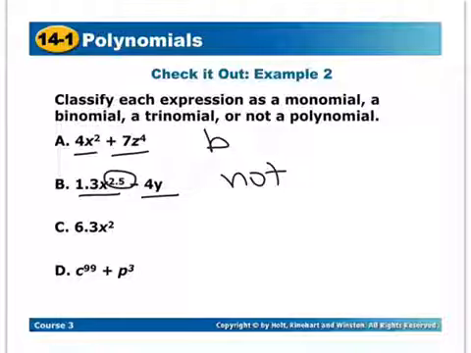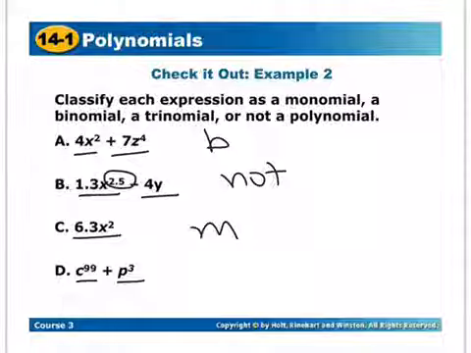For C, we've got a number with a variable. So that is a monomial, so that one is good. And for D, it looks like 2 terms. The exponents are fine, so this would be a binomial.